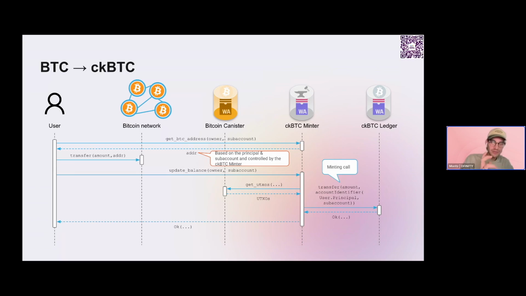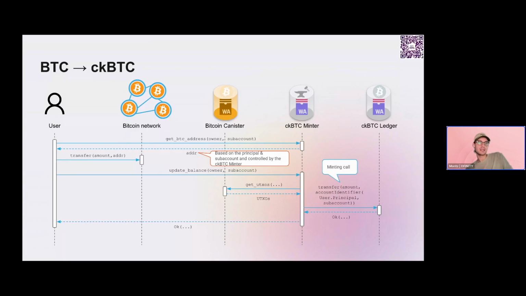And the reason we have to do some filtering is that if you imagine that you send a Bitcoin transaction with 1 Bitcoin to this address that you received by calling getBTC address, and you call update balance, and the minter mints you the ckBTC, and then you call update balance again, the minter would get back the same UTXOs, and it would mint ckBTC again. That would be bad, right? Because then you wouldn't have this one-to-one backing of Bitcoin and ckBTC. So that's why the ckBTC minter keeps track of the UTXOs it has already seen for this particular address, and it has already minted ckBTC for.